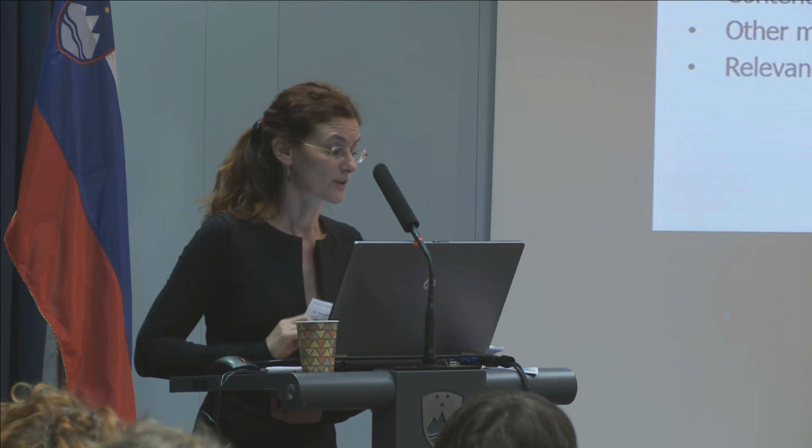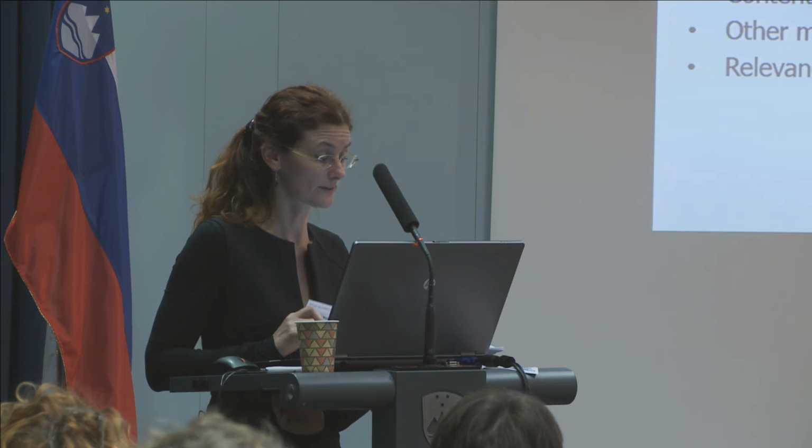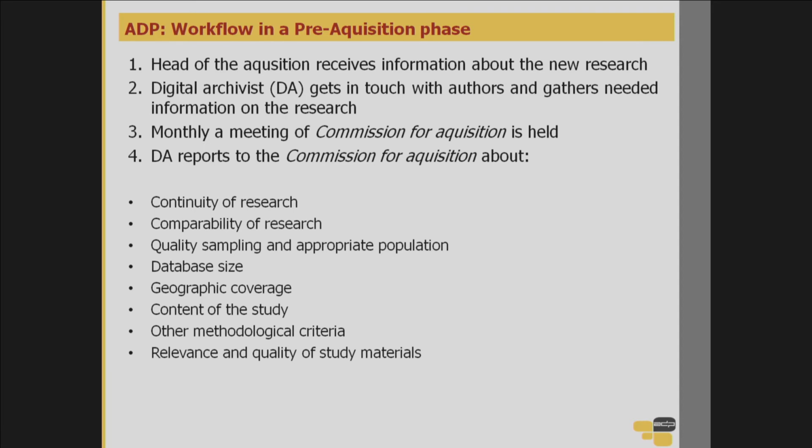Just to briefly summarize how we do it in our archive. We have the head of acquisition, and she receives information about new research. It can be from different sources. Then the digital archivist gets in touch with the author and gathers needed information on the research. She prepares the report, which is delivered at a monthly meeting of the commission for acquisition.